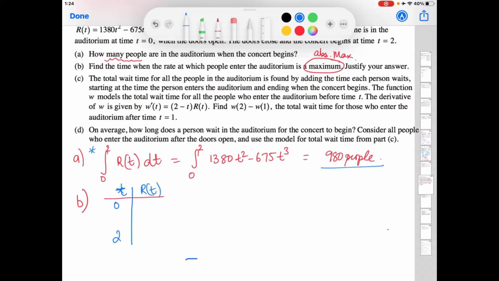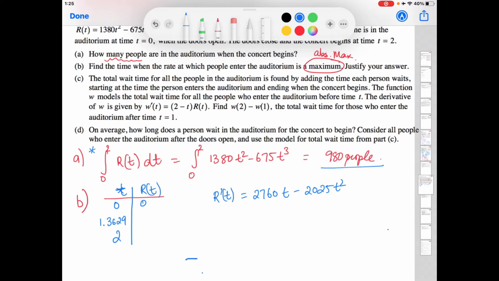And in order to find your critical values, how would you find that? You will do r prime of t. You can actually put that in the calculator and find the derivative of it, or we can do it by hand also. The derivative of r of t would be 2760 t minus 2025 t squared, right? So put that into y1 and you can find these zeros, so wherever it hits the x-axis, and that number is 1.3629. Again, round to 3 decimal places, though I actually did 4. And now just find the values at this number.